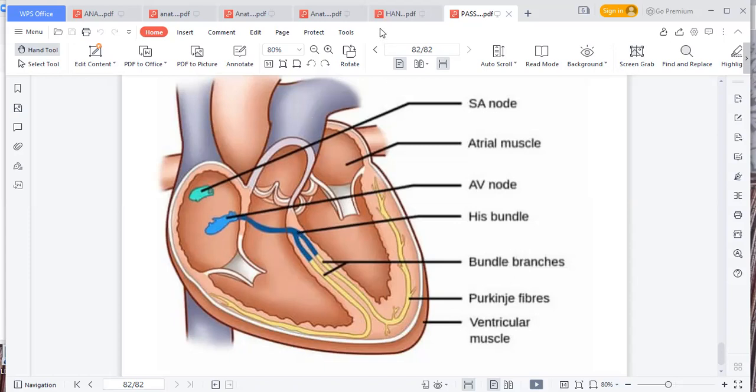Now, let me annotate. Let me try to explain more on these. So, in case they ask you, because this question is very common in medicine, maybe they will ask you the flow chart. It's very simple. Just say sinoatrial node, which is the first one. From there, you have the second one.